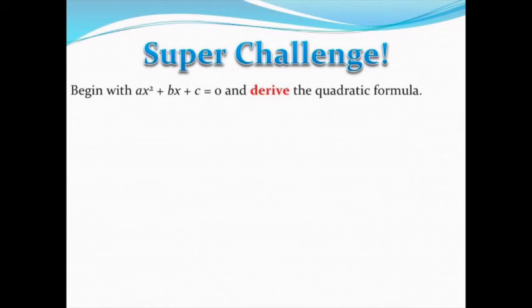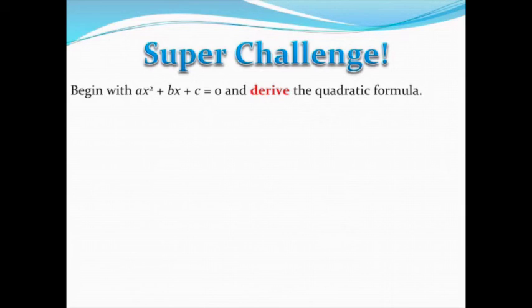To derive the quadratic formula means to start with our standard form equation, ax squared plus bx plus c equals 0, and end up with the quadratic formula that you guys know and love, x equals the opposite of b plus or minus, and so on. So to do that, we're actually going to need to complete the square, and this can be a bit of a challenging process, but it's also kind of a fun process, I think. So let's take a look at how this works.